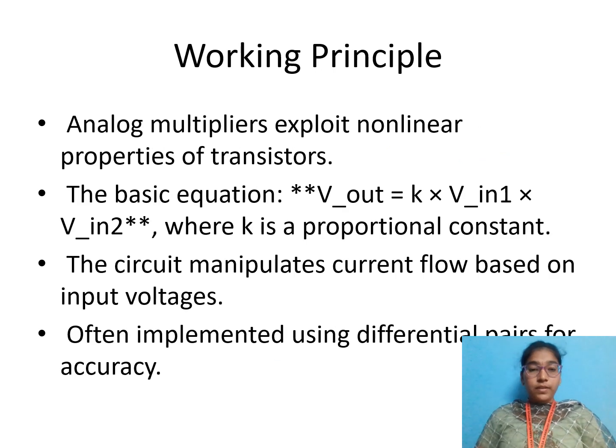The working principle: analog multipliers exploit the non-linearity properties of transistors. The basic equation is V output equals K times V input 1 times V input 2, where K is a proportionality constant. The circuit manipulates current flow based on the input voltage, often implemented using differential pairs for accuracy.